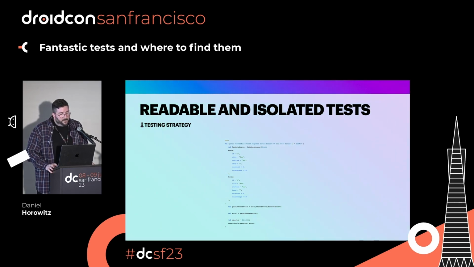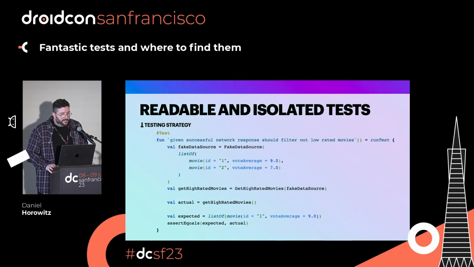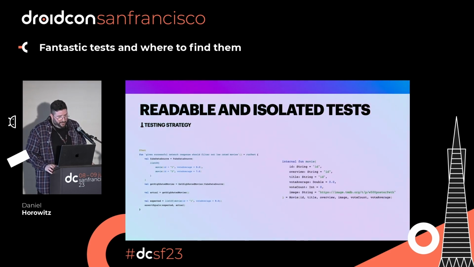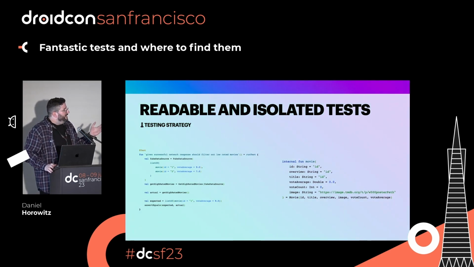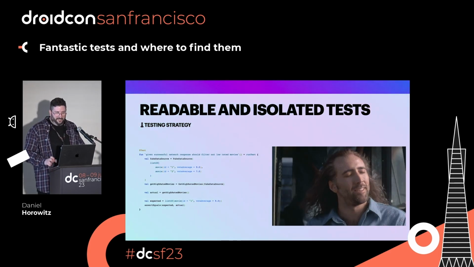So what I propose to do here is to actually use some helper functions, like this one on the right, that has default parameters for all the values of the data class. And then on the test itself, you only use what is actually dictating the logic of that function. So in this case, the vote average and the ID. So when you read the test, it's much cleaner. And to the reader, it's obvious that this test changes the behavior if you change the vote average. And this is clean and nice.